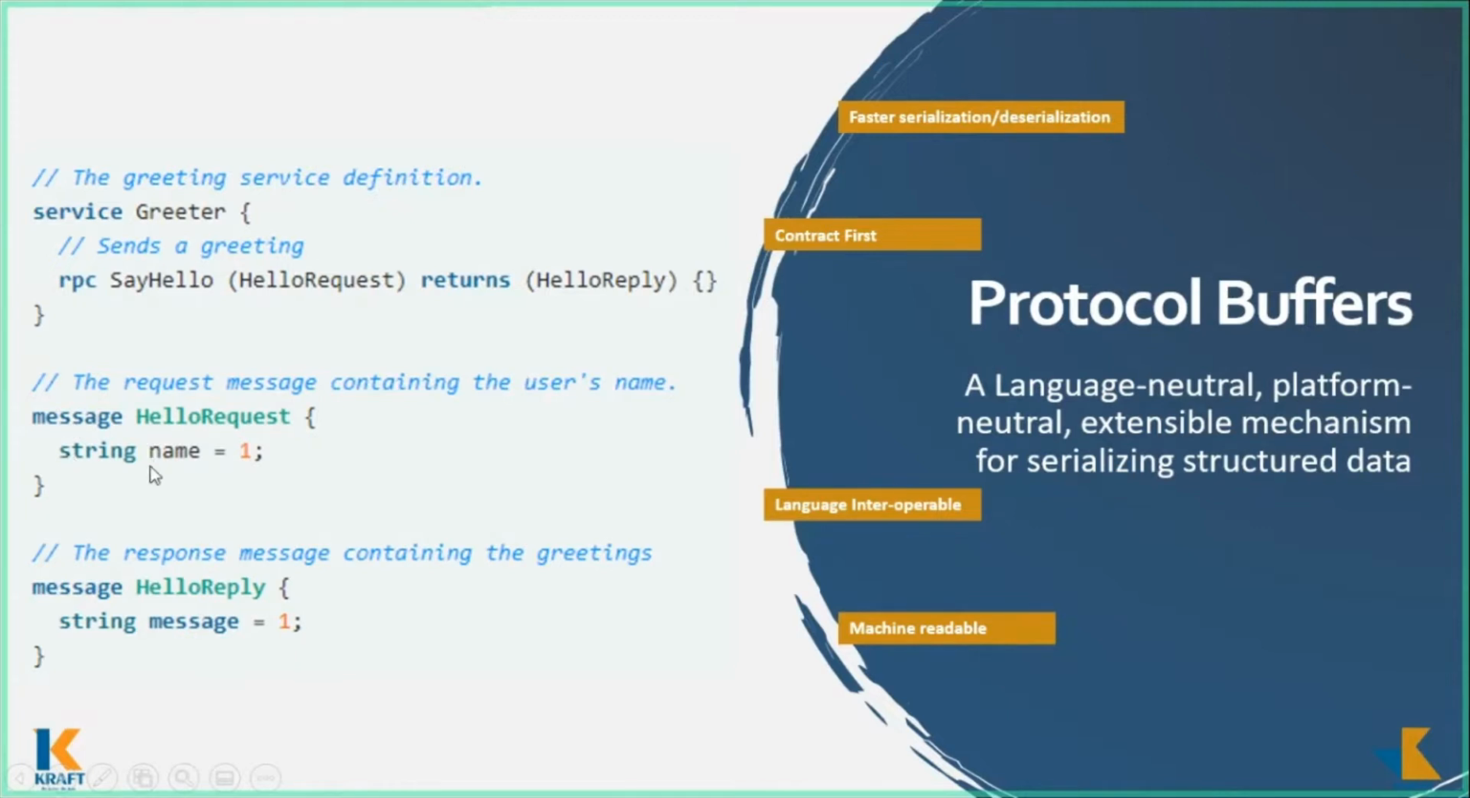This is more like a machine readable format, especially made for machines to understand. When you are programming, the conversion is much faster. The serialization and deserialization are much faster. Without a contract, that means without the proto files where the contracts are defined for the structure, you cannot even operate on top of protobuf. And it is language interoperable. It has a wide range of support for different languages. And I already mentioned it is machine readable.